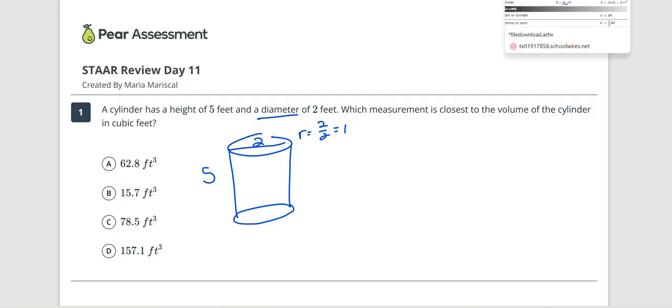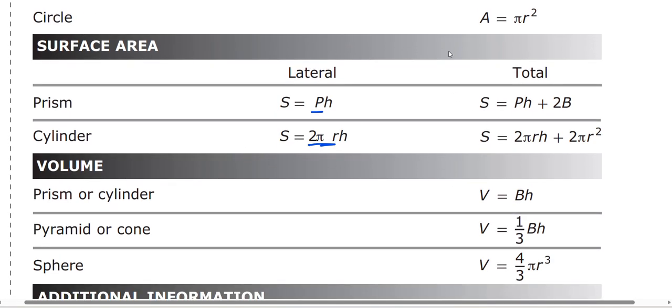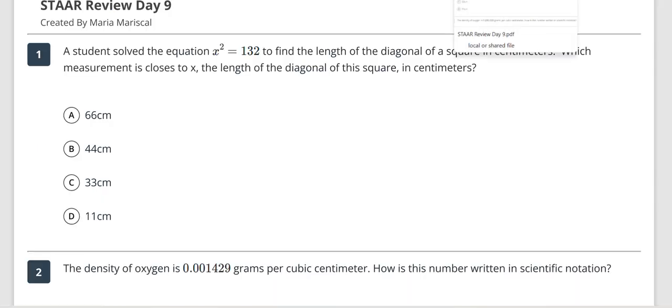So here it is. Let me go with this. Cylinder volume V equals BH. I hope it's this one. Timeout.